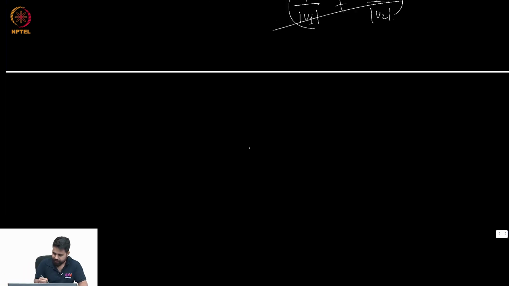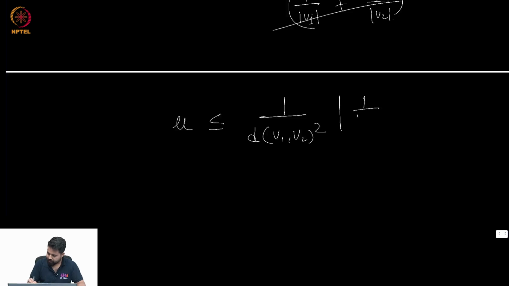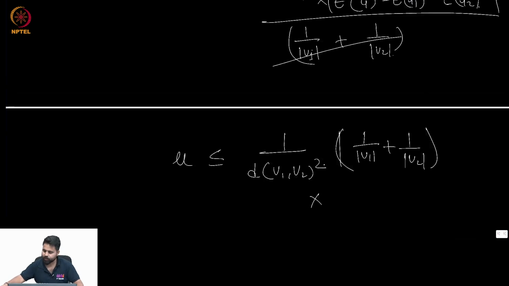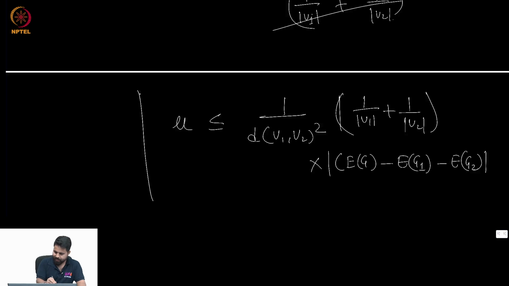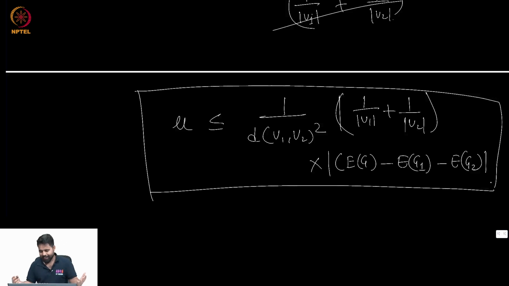So you can now write this as mu is less than or equal to 1 divided by the distance between V1 and V2 squared, times 1 over V1 plus 1 over V2, there is no need of the mod here, and then times the number of edges in G minus the number of edges in G1 minus the number of edges in G2. Very good, and we have proven this. It is a slightly lengthier statement, but we will see many good applications or direct consequences of this fact.